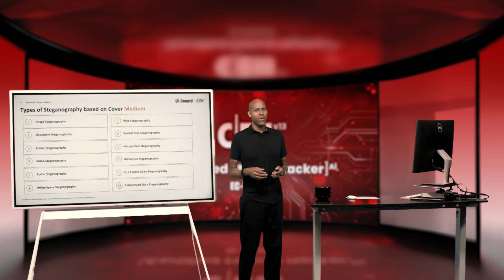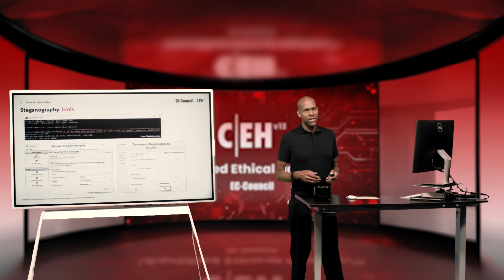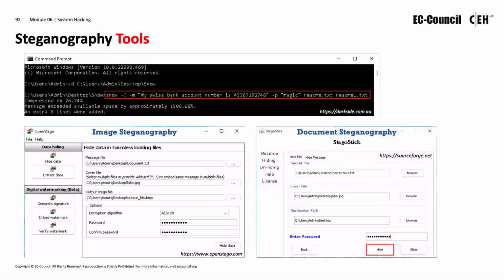So let's get a little bit deeper into steganography. The first thing that we're going to look at in terms of steganography is some of the tools that are available. There's one at the top, you see that little command line up there? That's called SNOW. And think of snow. What color is snow? It's white. And SNOW takes advantage of the white space.